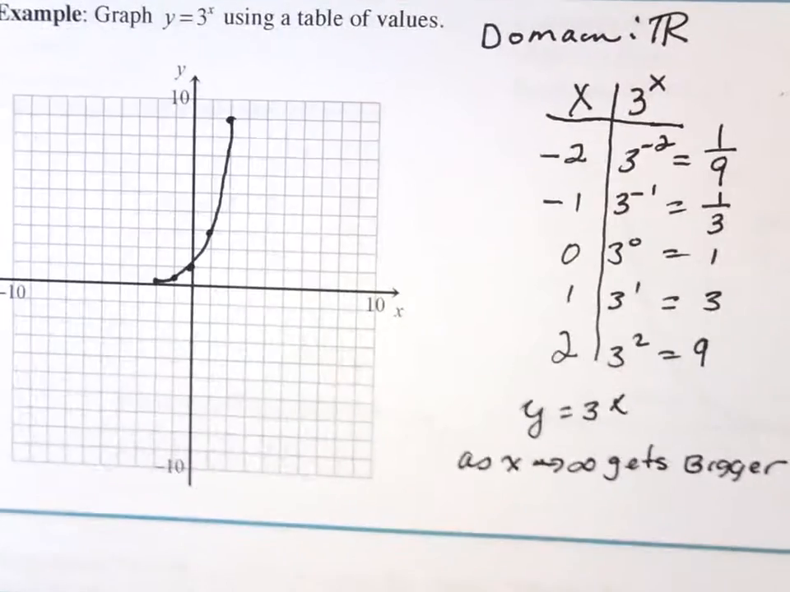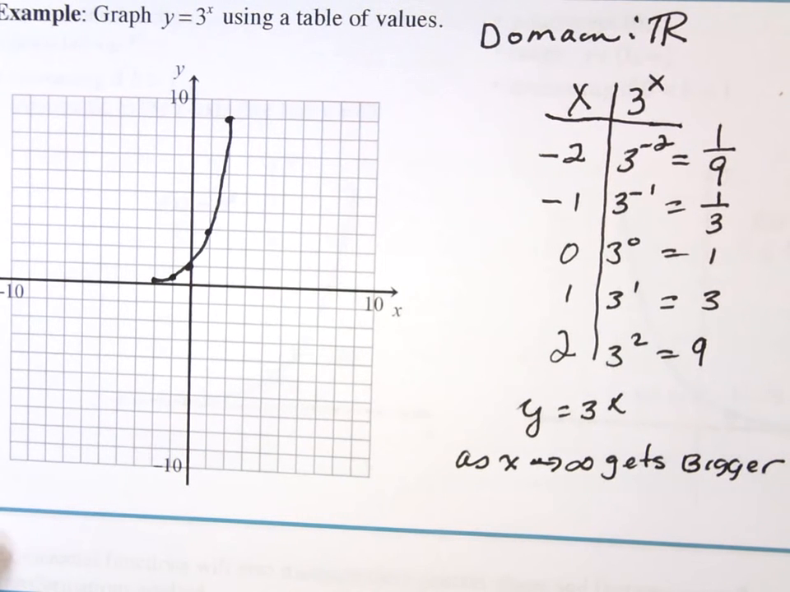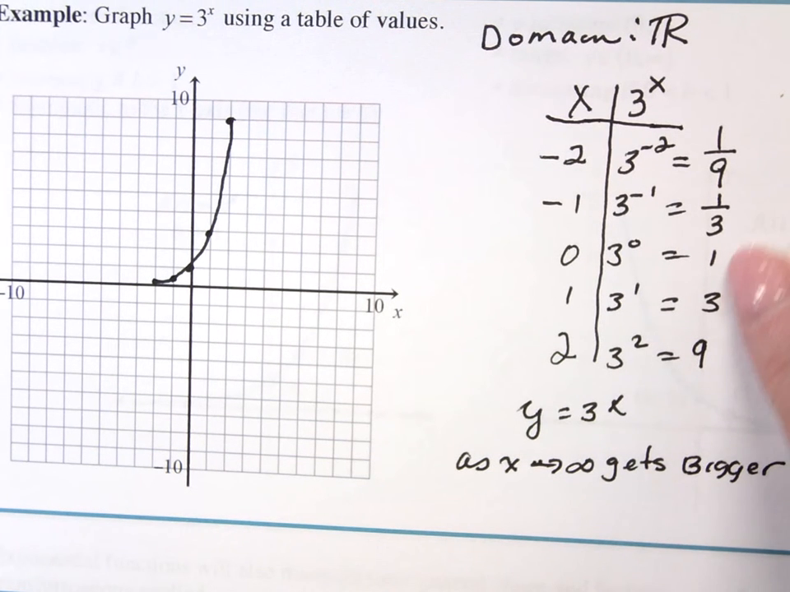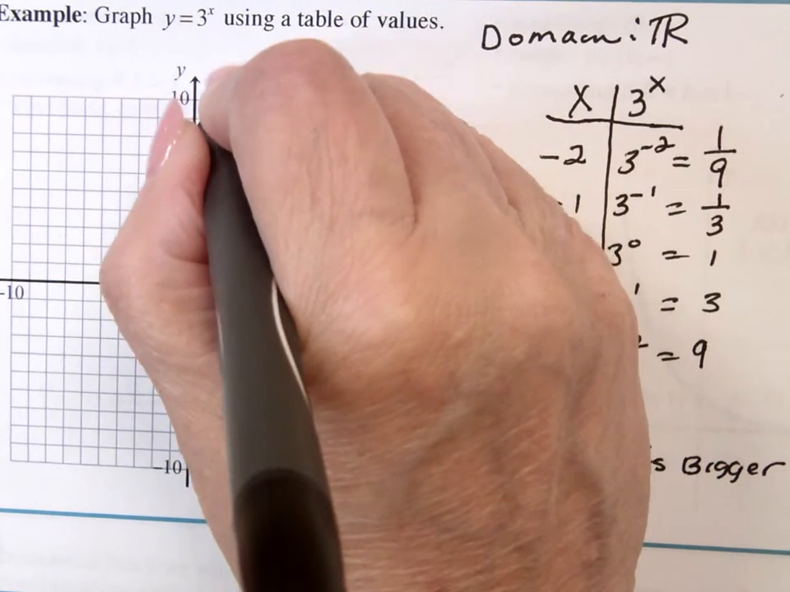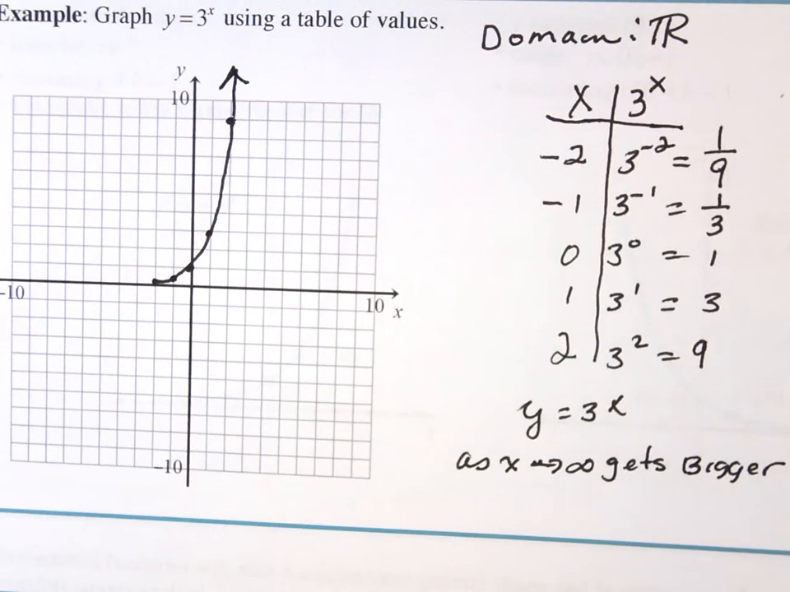In calculus, that's called limits. Because the bigger x gets, you notice the bigger 3 to the x gets. Now that means for my graph, this is going to continue upward. And as x goes to -infinity, gets smaller, 3 to the x gets smaller.